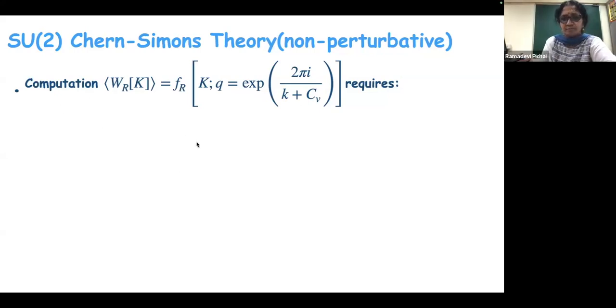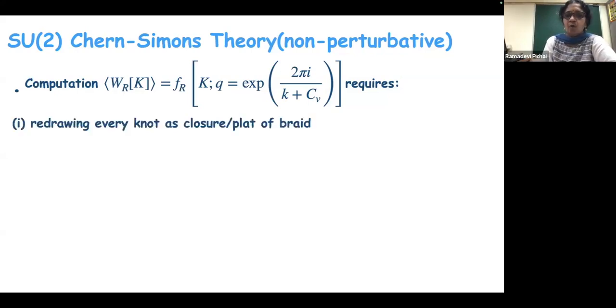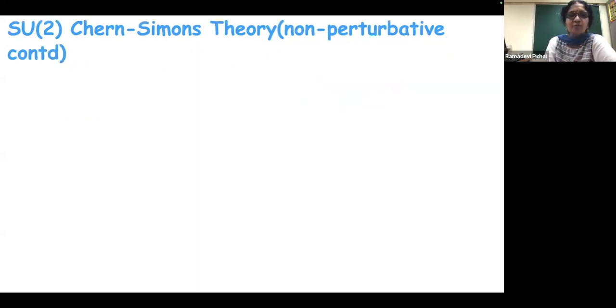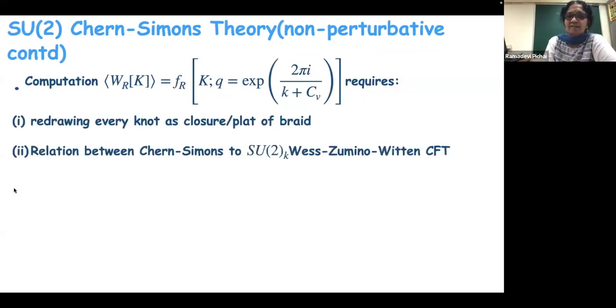So the computation. I've not told you what is summable, but how it is summable, how do you get the F of R? This computation requires two ingredients. The first ingredient, which I've already told you, is that every knot you first redraw as a closed plait or a quasi-plait diagram, which I've already shown you. The next ingredient you require is that you slice the knot inside S3. Once you slice the knot inside S3, the manifold which we get will be an S2.